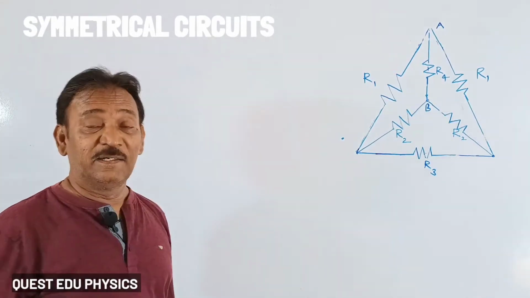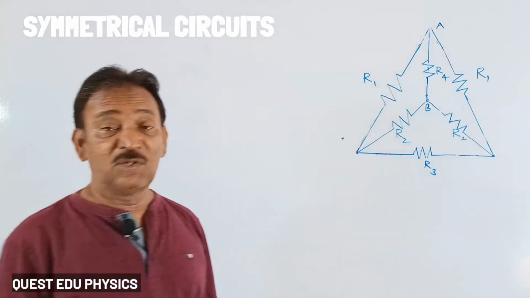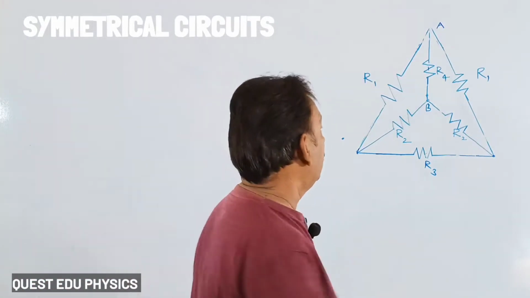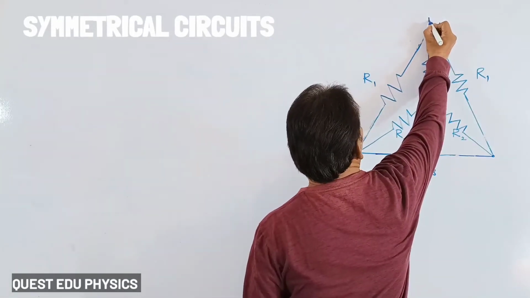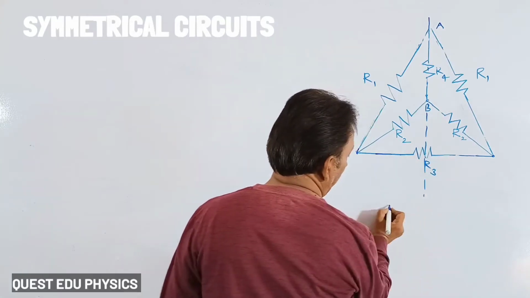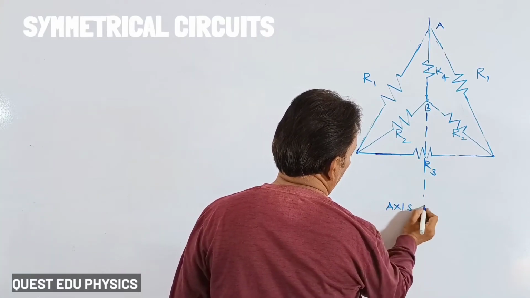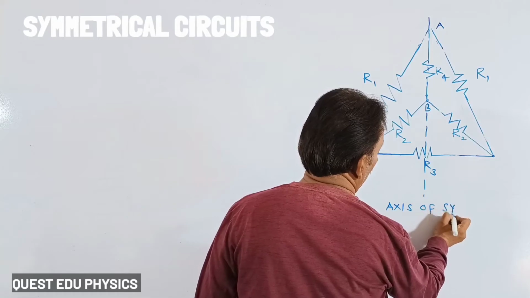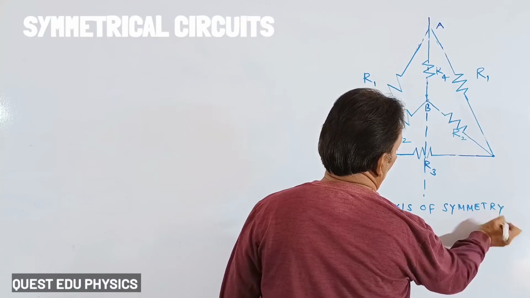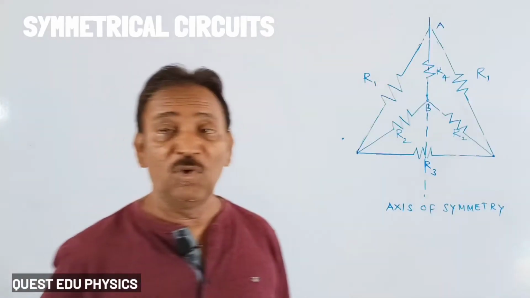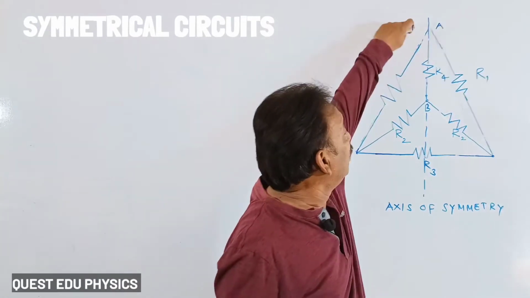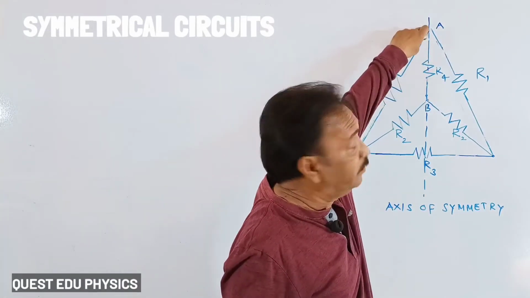To make it easier, we have to locate an axis, students. First we have to locate the axis of symmetry. Here I am locating this axis. This axis is the axis of symmetry. The first step to solve the circuit is to locate the axis of symmetry. I located it. Actually, I have to find out the resistance between the 2 points A and B.